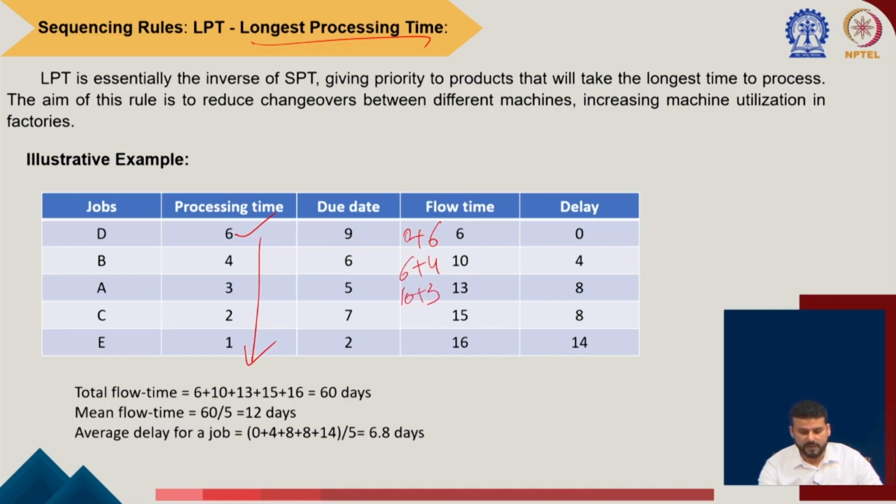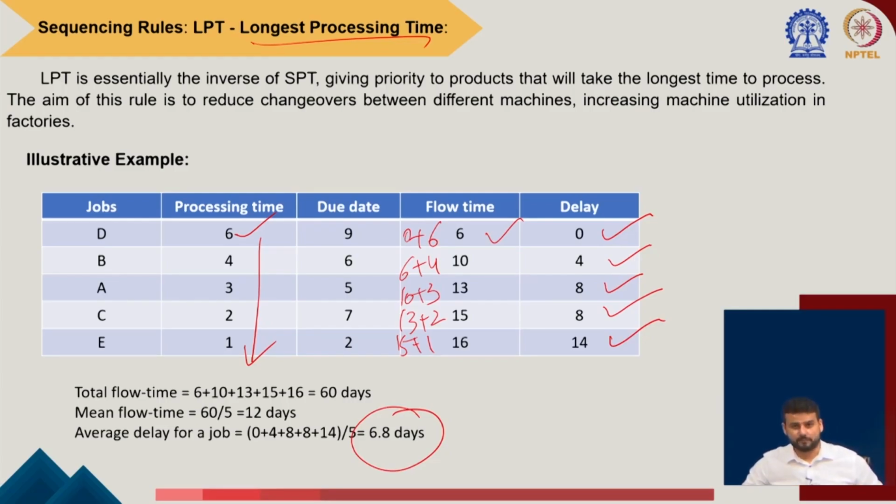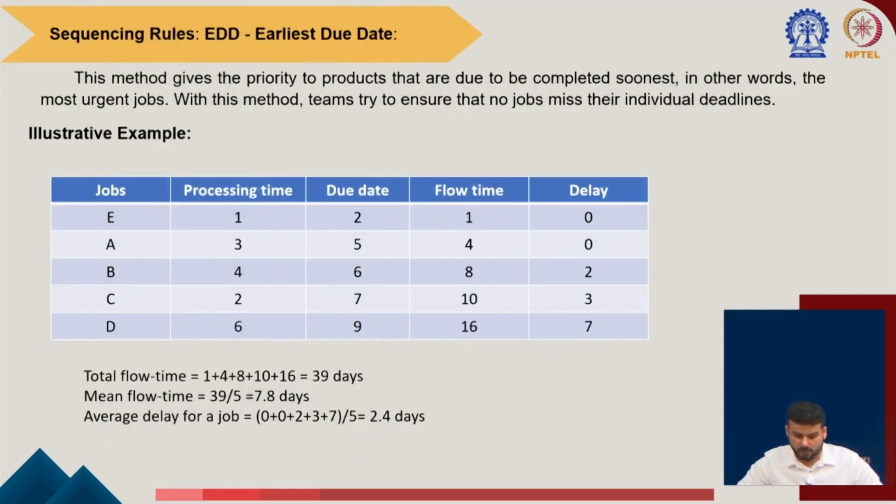10 plus 3 days required for A, 13 plus 2 days required for C, and 15 plus 1 day required for E. And then the due date you can compare with the flow time. There is no delay here, here we are delivering after 4 days, here after 5 days, 8 days delay, 14 days delay, and again you can see 6.8 days average delay. Longest processing time takes probably the longest time, and the average delay is very high for processing all these 5 jobs.